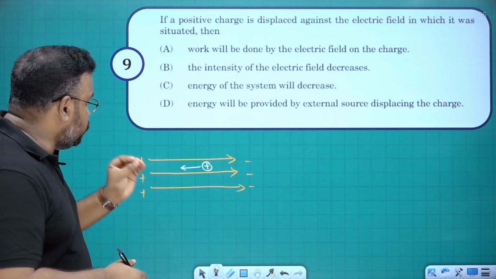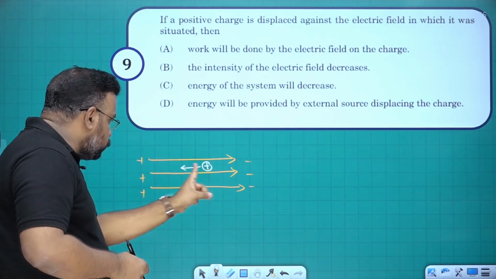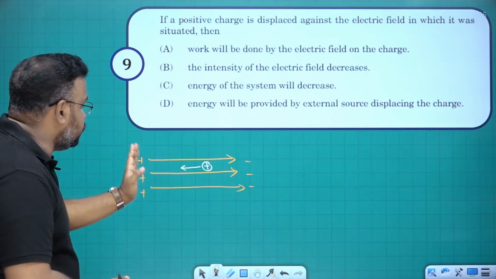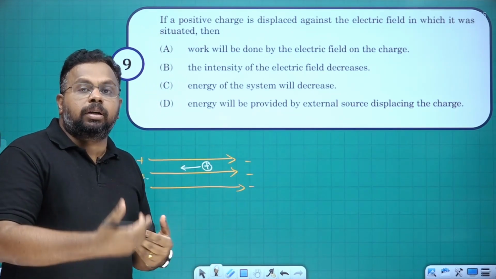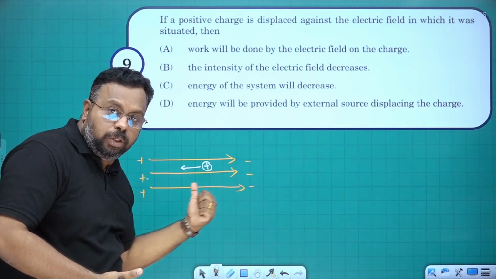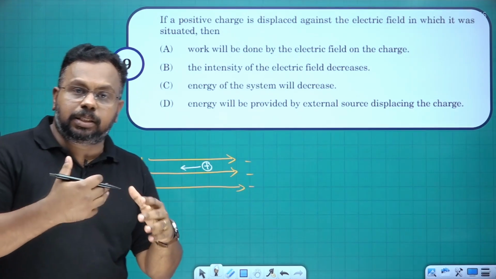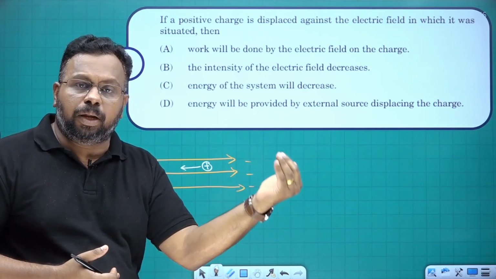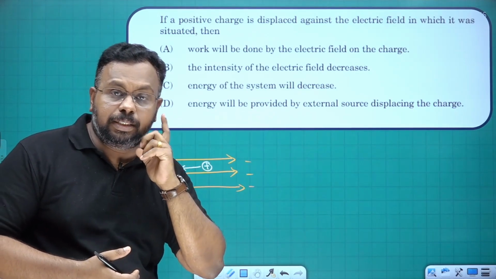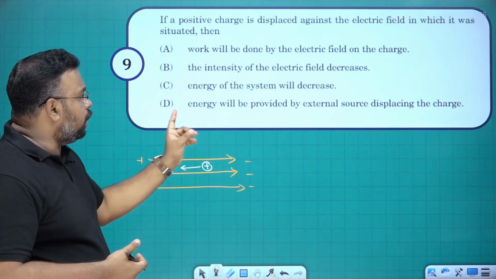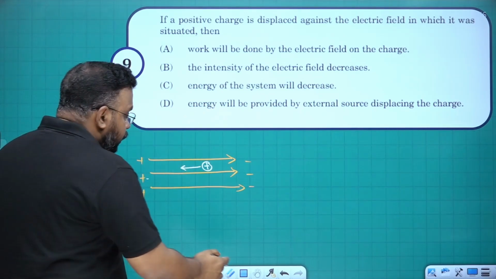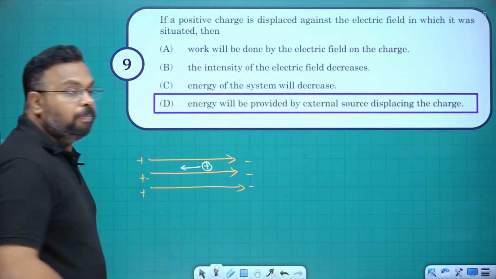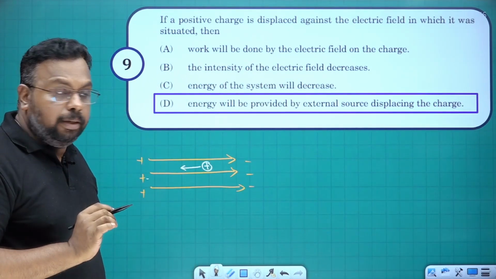That's the right answer, because you just think, to move a positive charge towards this, that positive charge will already be experiencing a repulsion by this positive. So we need to overcome that repulsion. To move the charge against the electric field, some external agent should do some work. So external energy should be supplied by an external agent. Then only we can displace the charge. So energy will be provided by the external source. So here is the answer for that question. Okay, right. I think it's clear.